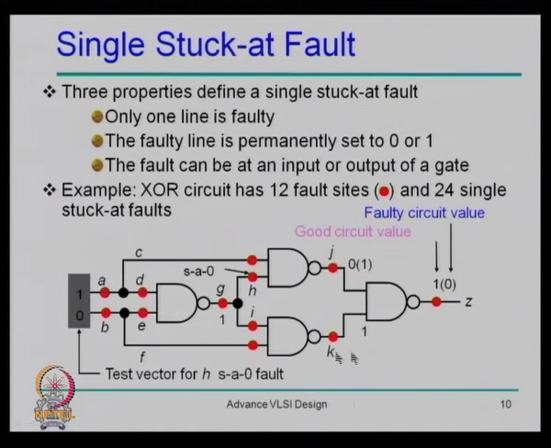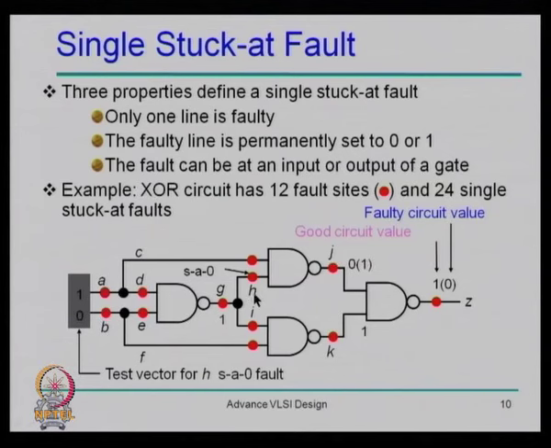Though here these outputs are reconverging, it may be possible that they won't reconverge, and this output may go to some primary output, and this fan out branch can take you to some different primary output. So, now they have different manifestations. So, in terms of logical error, we treat the fault at the input of a fan out point and the output of a fan out point differently. So, now we have a total of 12 different sites, hence there can be 24 different faults.